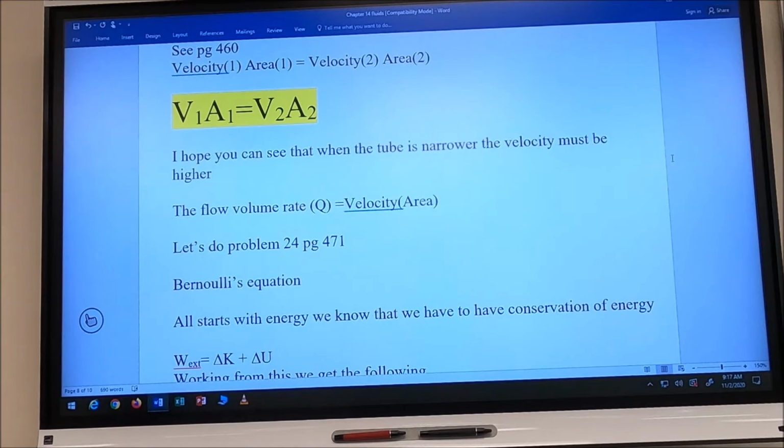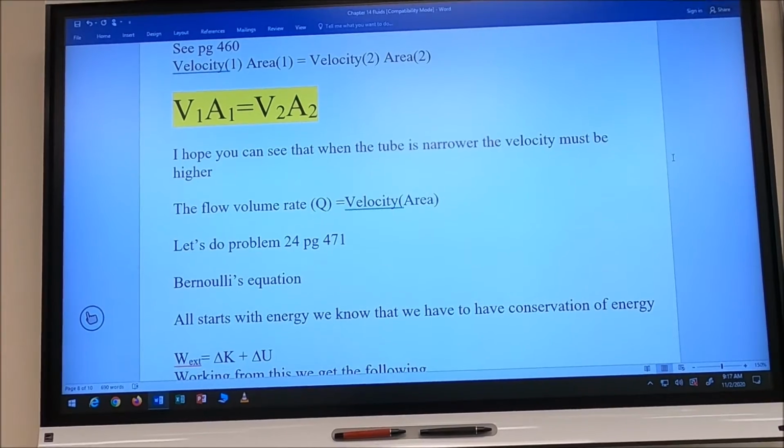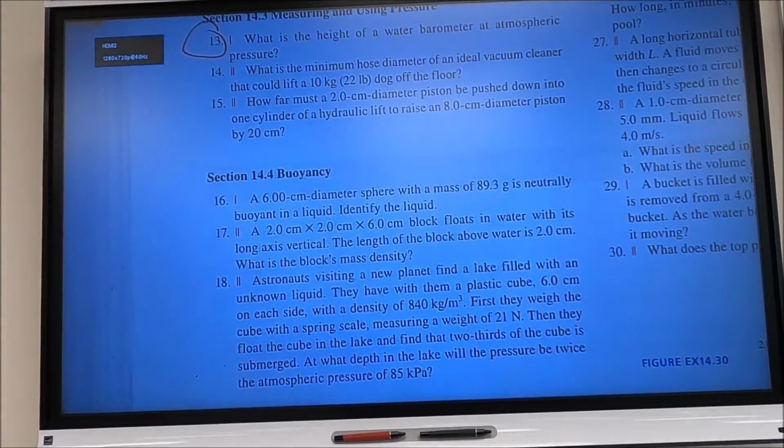Okay, so we're going to look at problem 24 on page 471. So let me get to page 471. Actually, you know, this book isn't going to do me any good. Hold on just a second, guys. I'm going to have to go run and get the book.